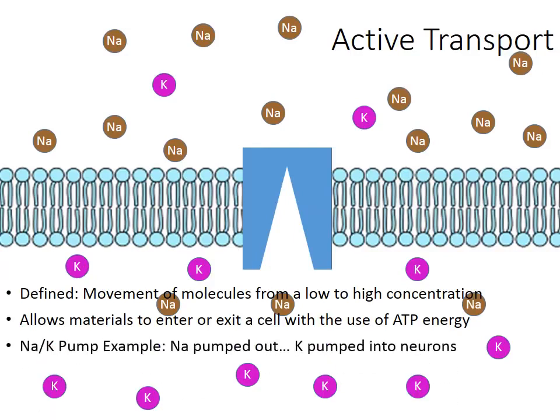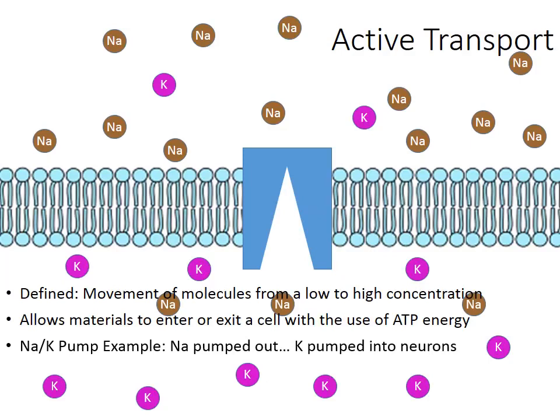So a great example of a cellular pump would be the sodium-potassium pump. The sodium-potassium pump is really important in the role of how a neuron, or a nerve cell, sends an electrical signal to another. It will pump sodium out of the neuron and will pump potassium into the neuron.